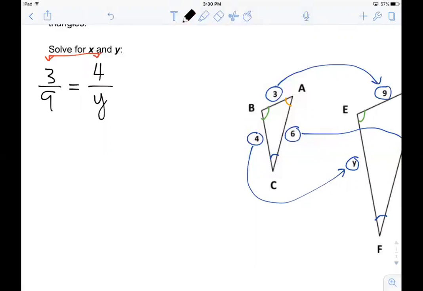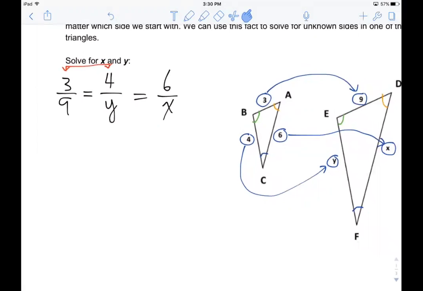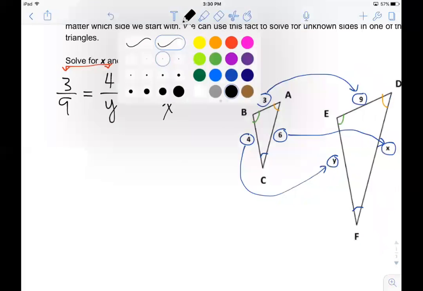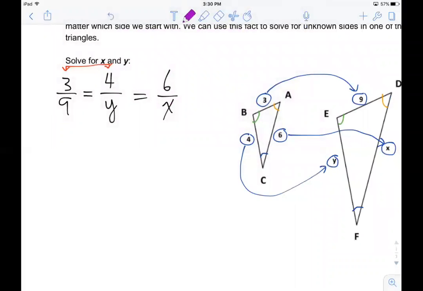We could also say that all of this is still equal to a third pair of matching sides. So I also have a side, you can call it AC if you want. It's 6 units long, and it matches up with side X in the larger triangle. If I just show you there, that's X in the larger triangle. So now, suddenly I have something that connects all of these sides together.